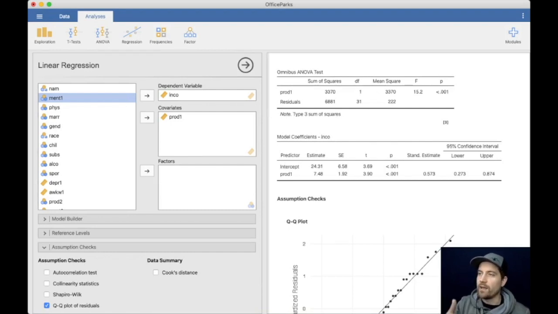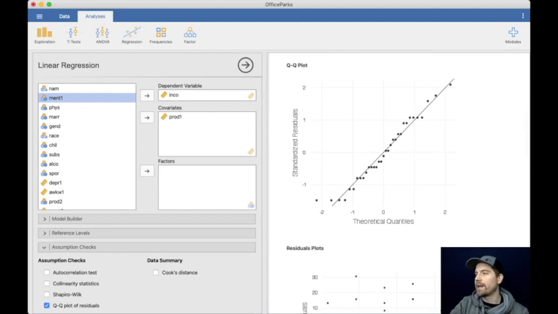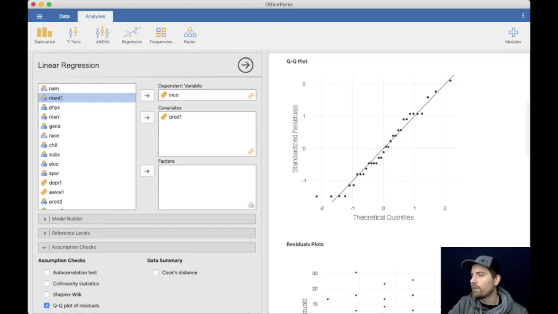However, in order for us to be able to say that our model means anything, we need to look at our assumptions. First, we're going to look at the residuals. This is going to check for normality. If the points are roughly along the line, then our normality is satisfied. In this case, it is. The points are roughly along the line. I would say this is pretty good. We don't have a problem with normality.